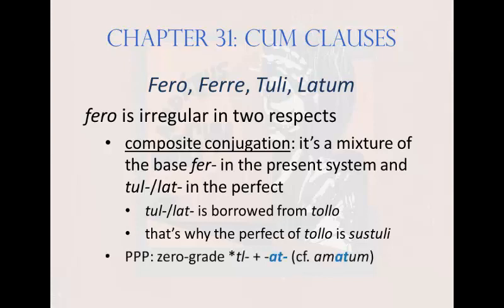Fero's perfect passive base, lat, is a combination of the zero grade of the tol base, tla. Zero grade is linguistics talk for a form that has only consonants, no vowels, plus the perfect passive marker, t, which is seen broadly across Latin, as in amatum. You do remember amatum, right? Resulting in tlat, which the Romans made more pronounceable by dropping the T off the front, thus latum.